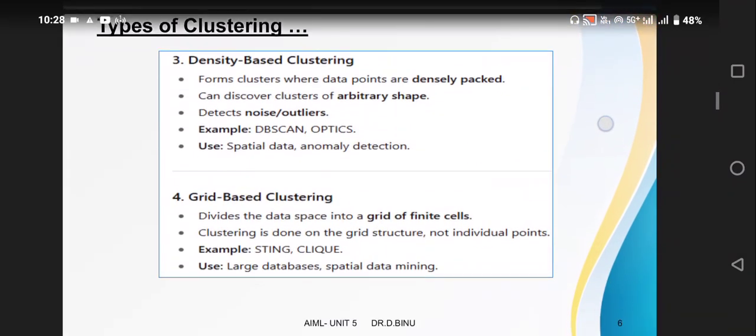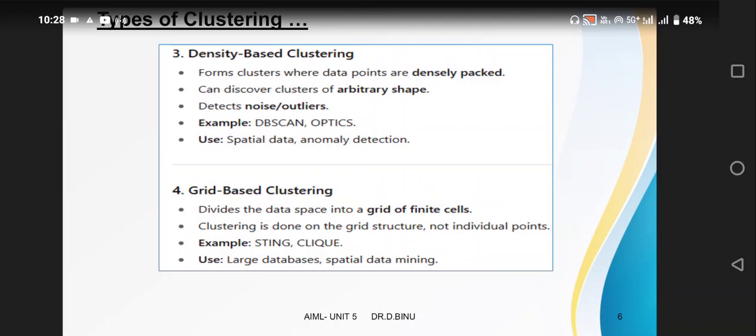Third category of clustering is density-based clustering. It forms clusters where data points are densely packed. It can discover clusters of arbitrary shape. It detects noise and outliers. Example algorithms are DBSCAN and OPTICS, normally used in spatial data and anomaly detection.